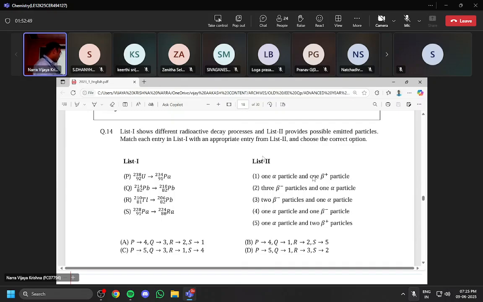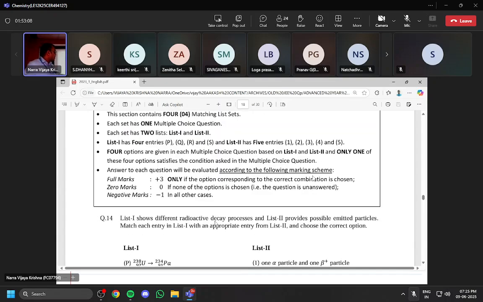So Q must be beta minus. Where is it? Third option. Here. 1 alpha, 2 beta minus. So answer must be 3. So Q must be 3. So P4, Q3. No need to check remaining. So answer is how many marks? 3 marks. Waste question. Right?